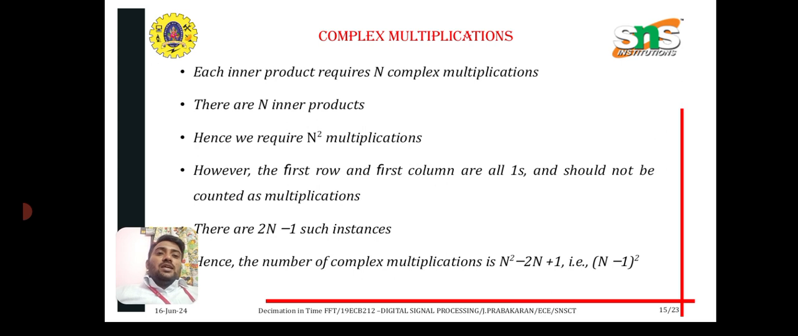Now, complex multiplication. Each inner product requires capital N complex multiplications. There are N inner products, hence we require N square multiplications. However, the first row and first column are all ones and should not be counted as multiplications. There are 2 capital N minus 1 such instances. Hence, the number of complex multiplications is N square minus 2 N plus 1, that is N minus 1 whole square.